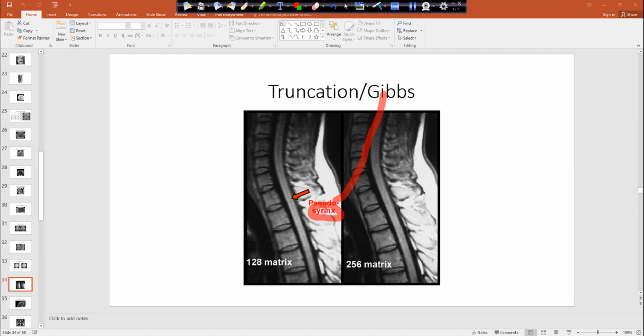Because look at how we go from dark to bright really quick. So this interface of dark to bright from the CSF to the spinal cord is causing that ripple effect to go through the spinal cord and make it look like pathology. So increase our phase encoding steps. You can still see it a little bit, but it's not as big.